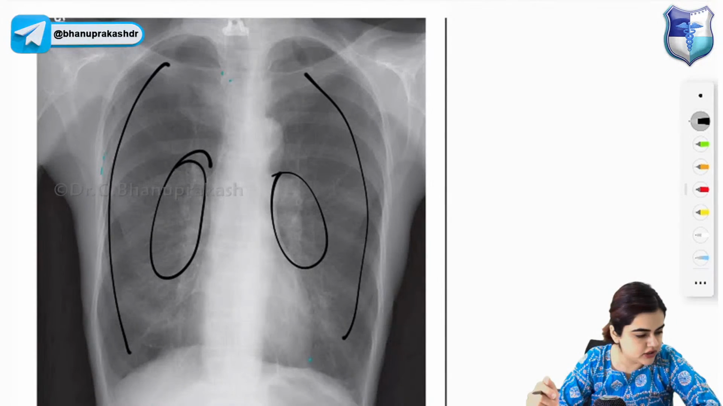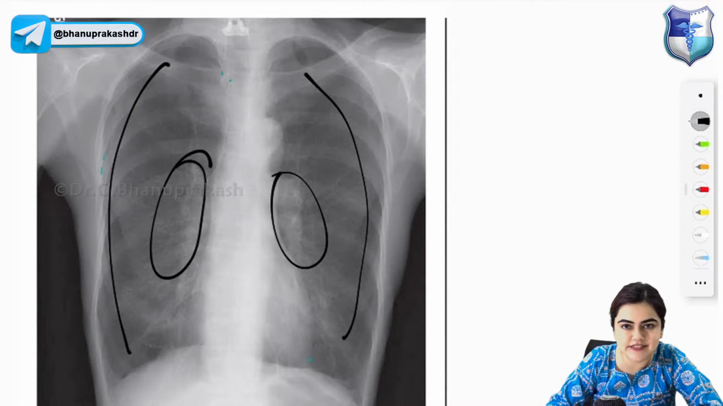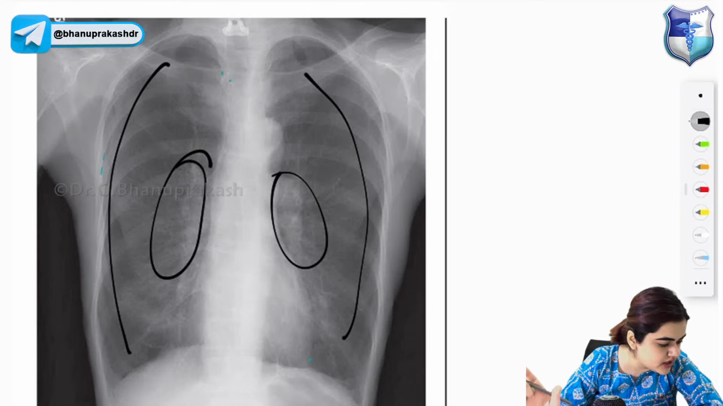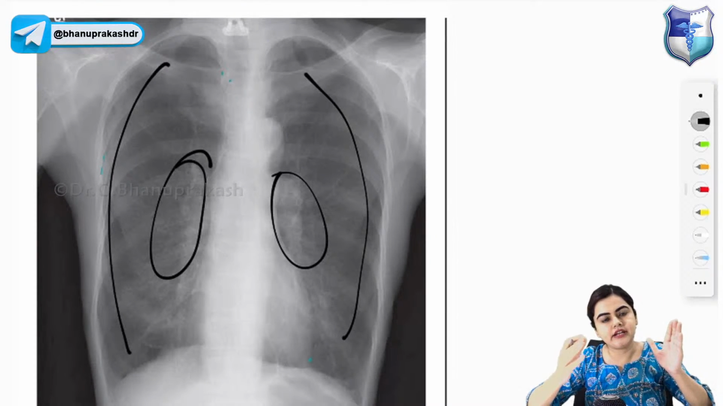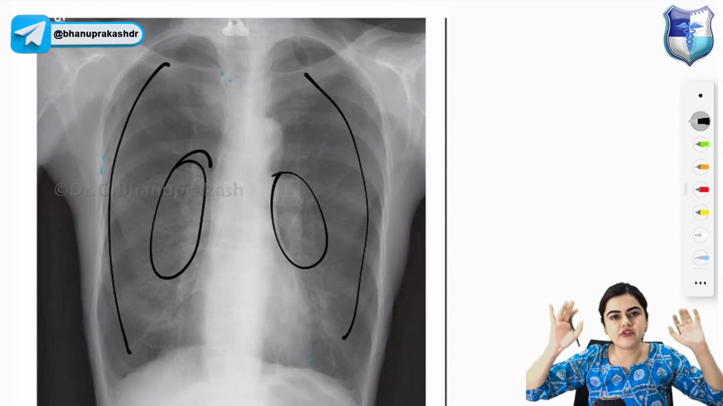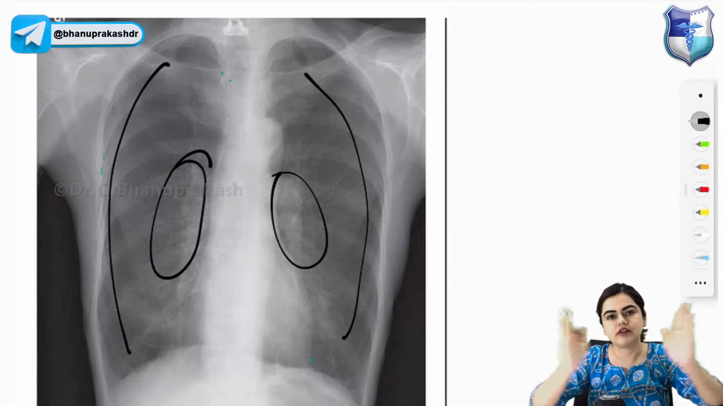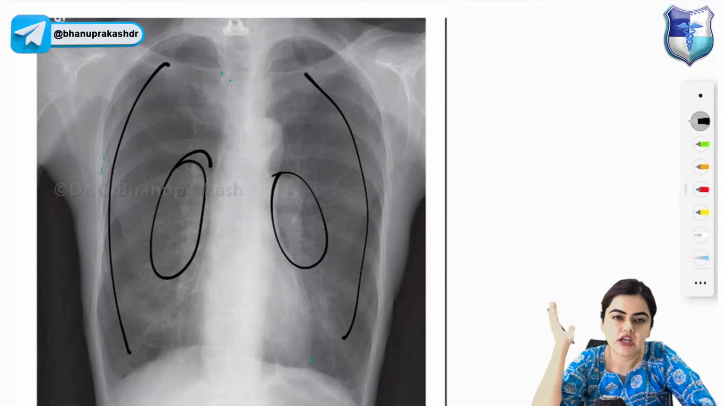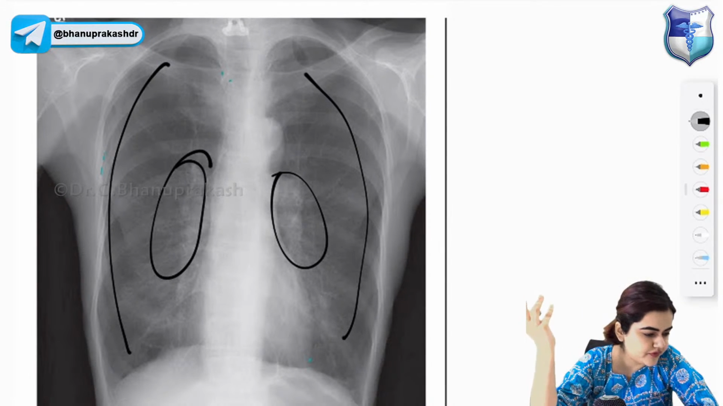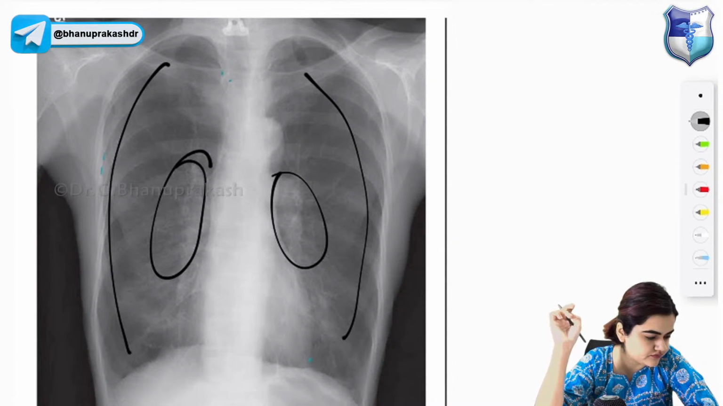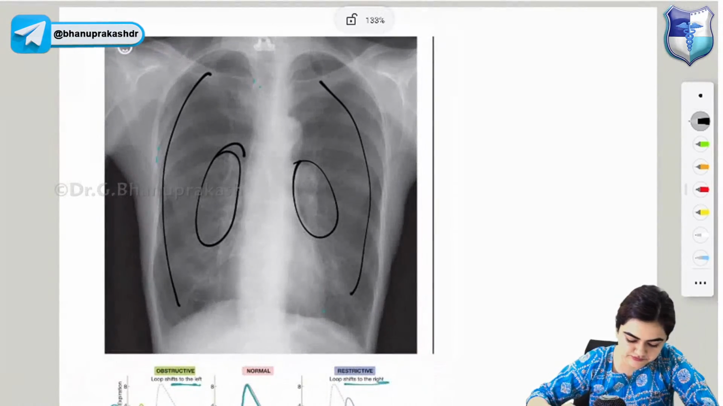I hope I am clear. Any doubt regarding the chest X-ray? Any doubt? I will explain it again. Hyperinflation, flattening of the diaphragm, minimal peripheral chest markings. Yes, barrel shaped chest, I have told you. In case of hyperinflation, the AP diameter will be more as compared to the transverse diameter. That is why you get barrel shaped chest in case of COPD or asthma, in any hyperinflated condition. Clear?